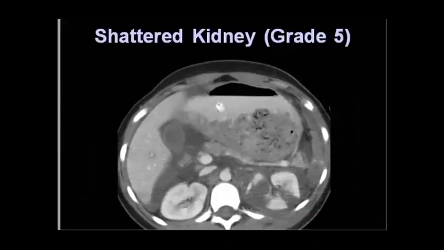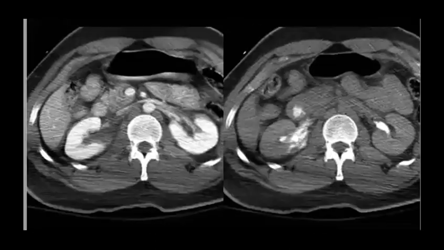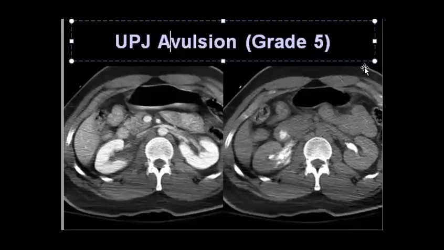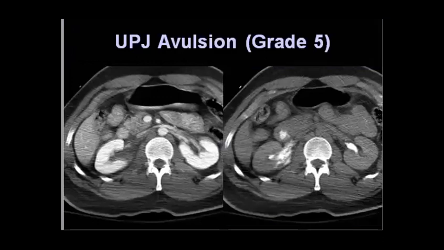I hope everyone is doing well and enjoyed the session. And inshallah, on Saturday we continue. Okay. This one is also grade 5. It involves the renal pelvis, and as you see here, there is avulsion, UPJ avulsion.